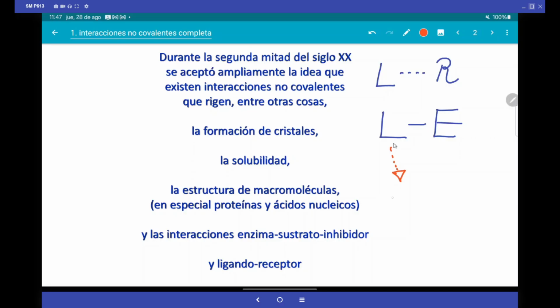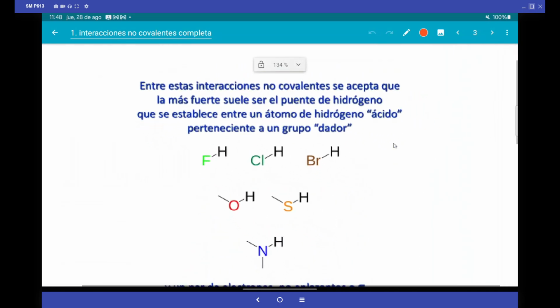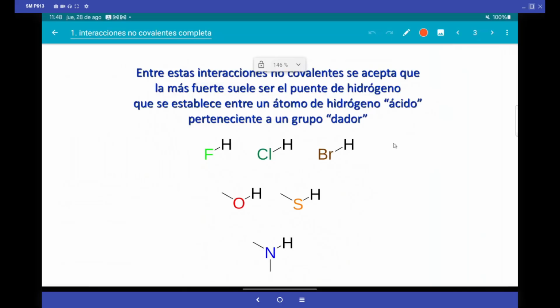Strong. Very well. It is a good way to reason, of course. Take a particular example, and in general, well, let's move on. It says that between these non-covalent interactions, it is accepted that the strongest one is not always.